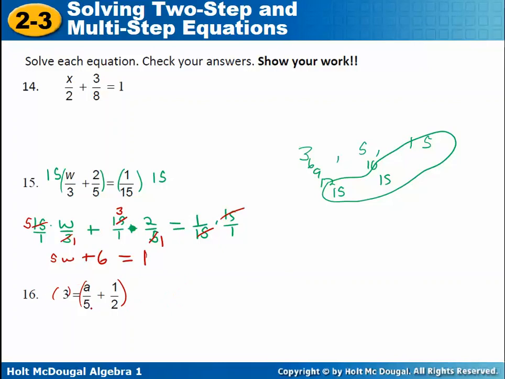In this one, the common denominator would be 10 because you have to multiply 5 times 2. So you're going to multiply, on the left side you'll have 10 times 3 is 30 equals, on this side you'll have a over 5 times 10, and you'll have to simplify that, and then you'll have 1 over 2 times 10. So simplify both parts, and then you should have a nice simple equation.